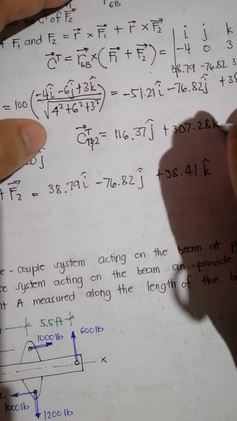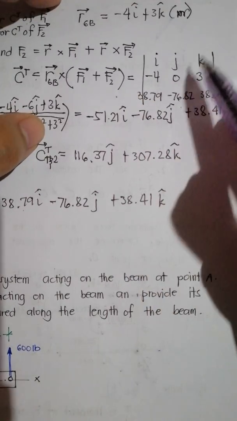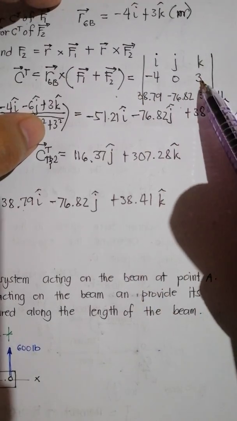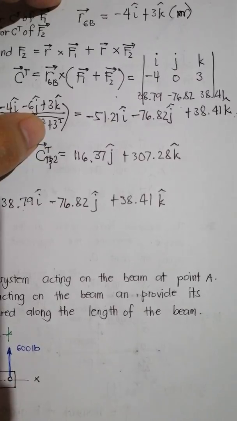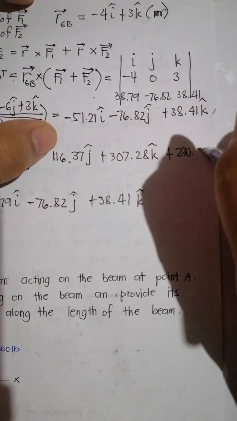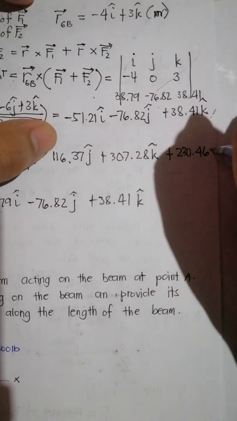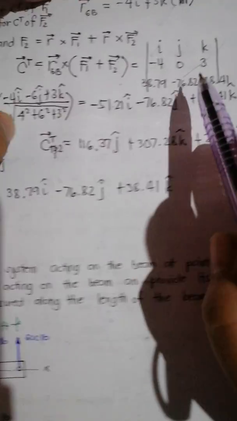307.28 K hat. Okay. Then, going up 0, then negative times negative becomes positive. So, 76.82 times 3, that would be 230.46. Then multiply this one by I, so I hat.